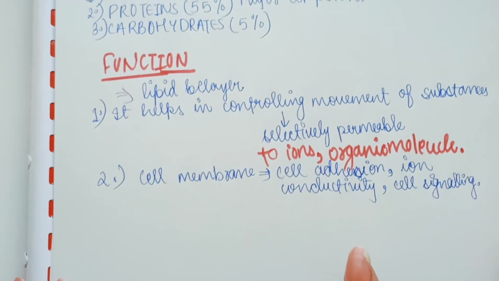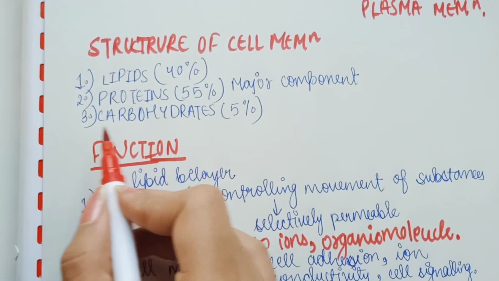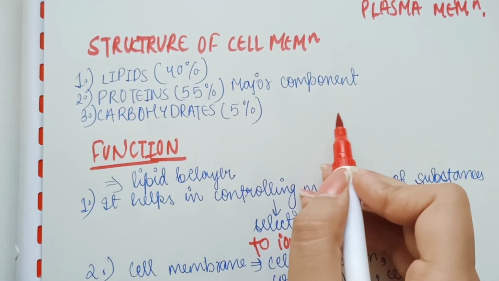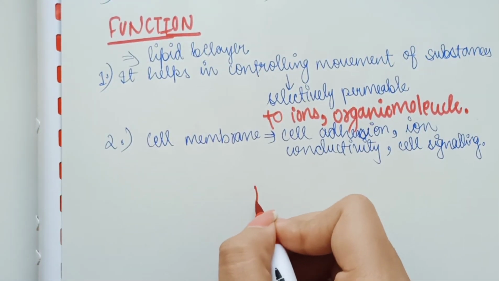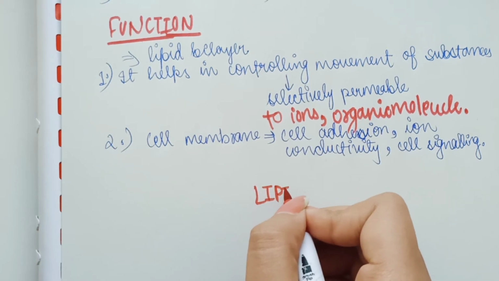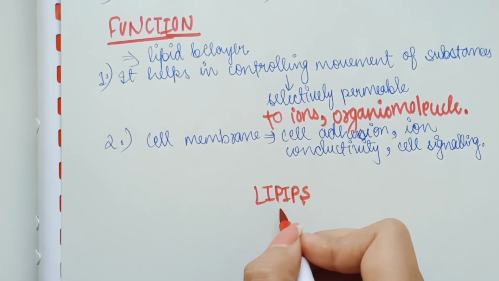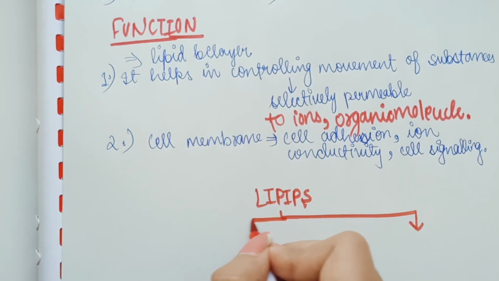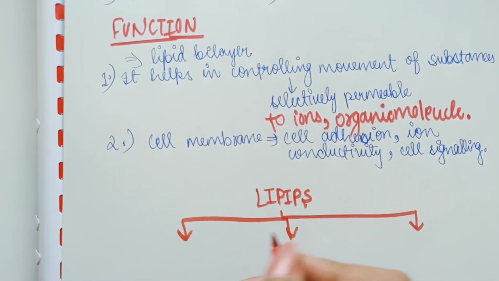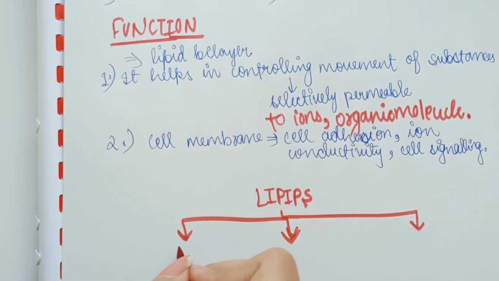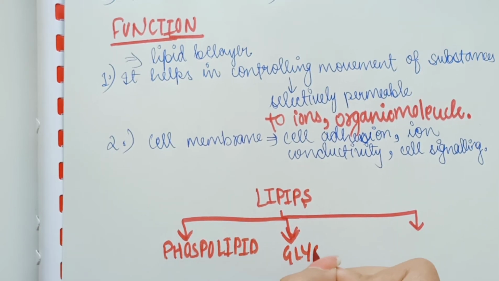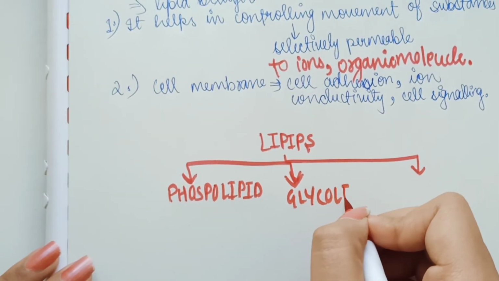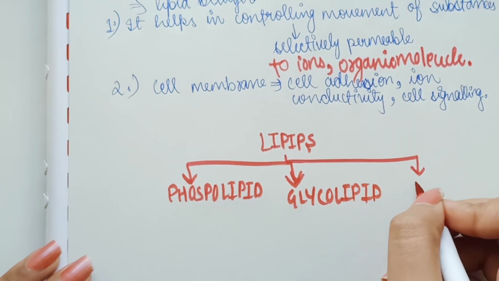Now we are going to discuss a very important structure of the cell membrane, and we are discussing it in detail. So first of all, we have lipid. Lipids are divided into three major parts. First of all, phospholipid. Then comes glycolipid, and then cholesterol.